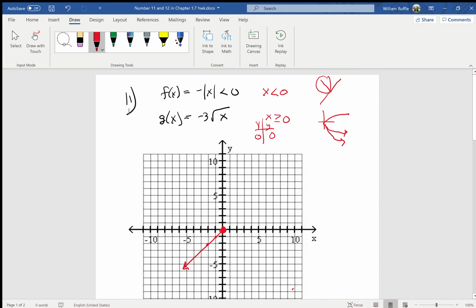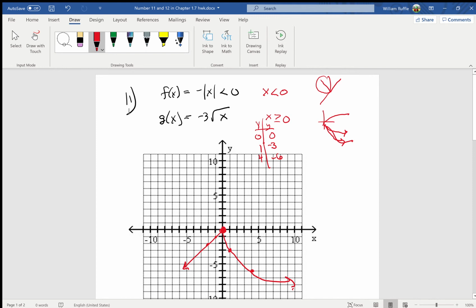Now if I pick x equals 1, I get square root of 1 is 1, 1 times negative 3 is negative 3. Oh, and then let's pick 4. The square root of 4 is 2, negative 3 times 2 is 6. Or negative 6, sorry. I said it wrong, but wrote it right. So let's plot those points. 0, 0, then 1, negative 3, then 4, negative 6. So you can see it's just a fatter version of that. Okay, and so there's the first question.